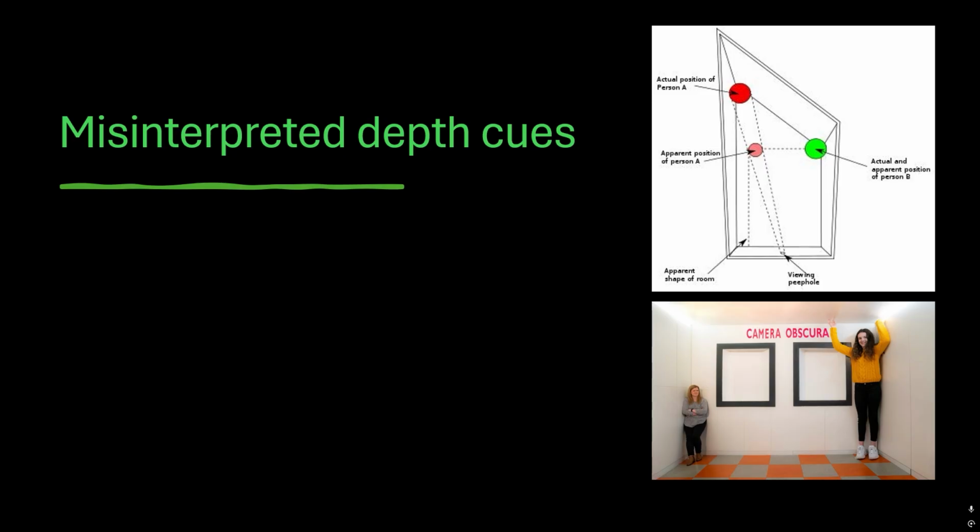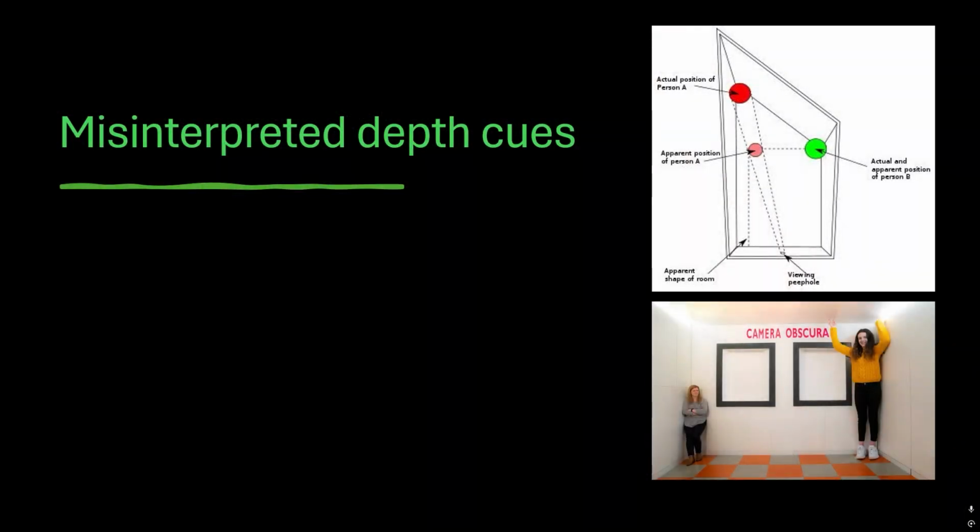So misinterpreted depth cues occur when your brain receives visual information that suggests the wrong distance or depth of an object. This can make something look closer, further, larger, or smaller than it really is.